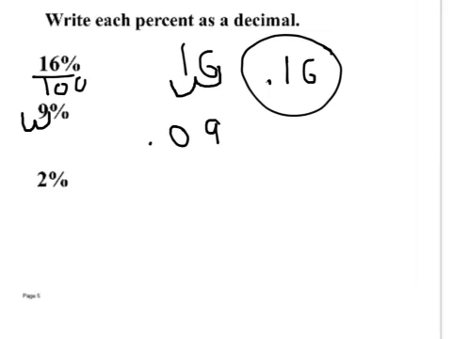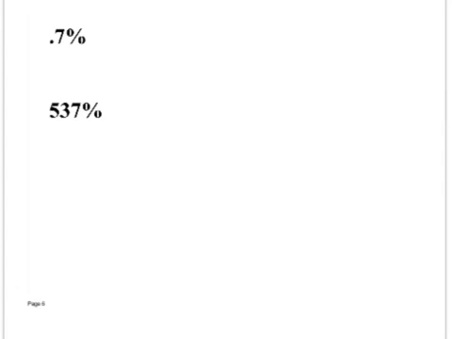Is that the answer? 2%, we move it 2 places. That means 0.02. 0.7%. Okay, remember, we're dividing by 100, so we move it 2 places. 1, 2. That means we have to add 2 zeros to the front of this. So 0.7% is 0.007.